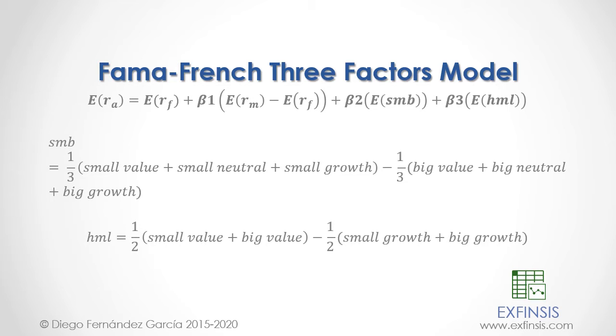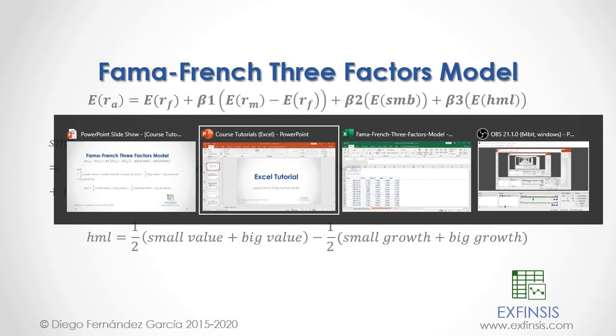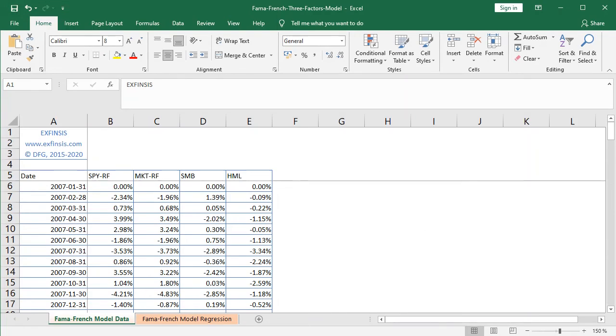Great. So let's go into the Excel file so that we can study Fama-French 3 factors model with greater detail. Perfect. So here we are within Fama-French 3 factors model Excel file. So first we begin within the orange colored Fama-French models data worksheet. So here we have the following 5 columns of data.